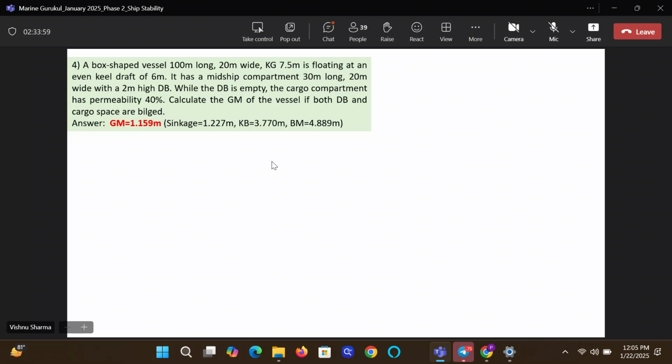Guys, this is your homework question. I have given you the steps here. If you do this question correctly, that means whatever we have discussed today, you have understood. I have given Sync separately, KB separately, and BM separately. And of course, then the answer will automatically come. That is not an issue.